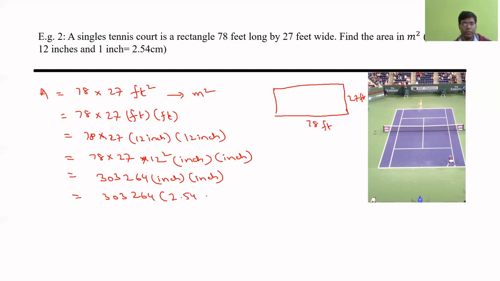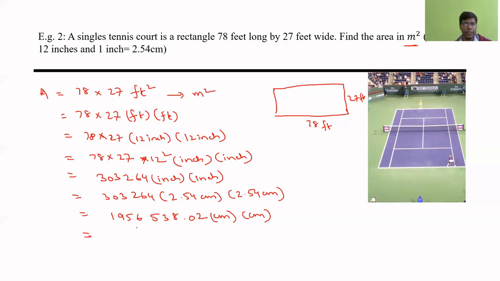So this is 2.54 centimeter, 2.54 centimeter. Let's multiply it. So this gets multiplied with 2.54 and then with 2.54. So I will get 1956538.02 centimeters multiplied with centimeters. And then centimeters we have to convert into meters because we need the final area in terms of meters.